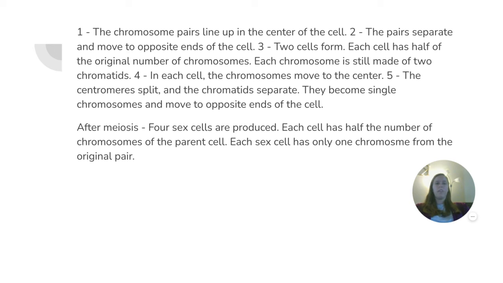2 cells form. Each cell has half of the original number of chromosomes. Each chromosome is still made of 2 chromatids. In each cell, the chromosomes move to the center. The centromeres split and the chromatids separate. They become single chromosomes and move to opposite ends of the cell.